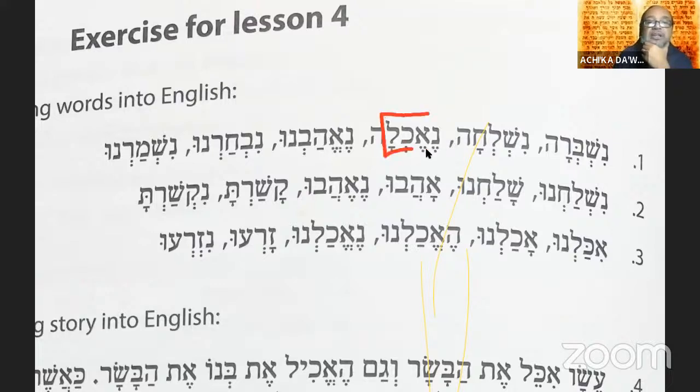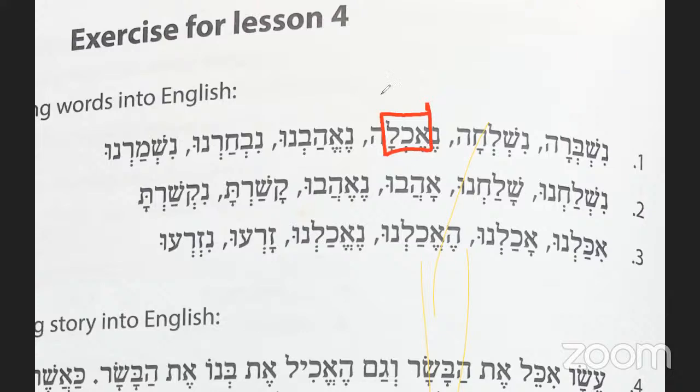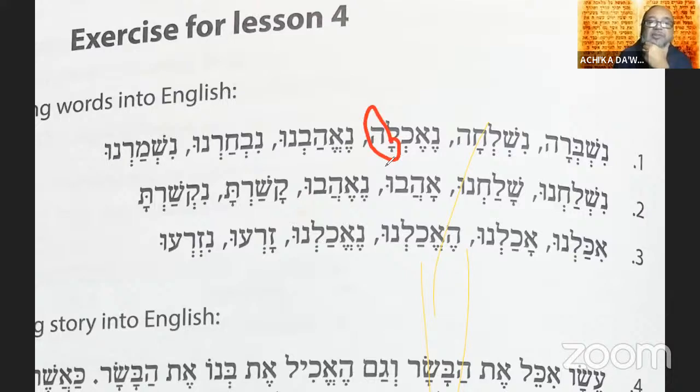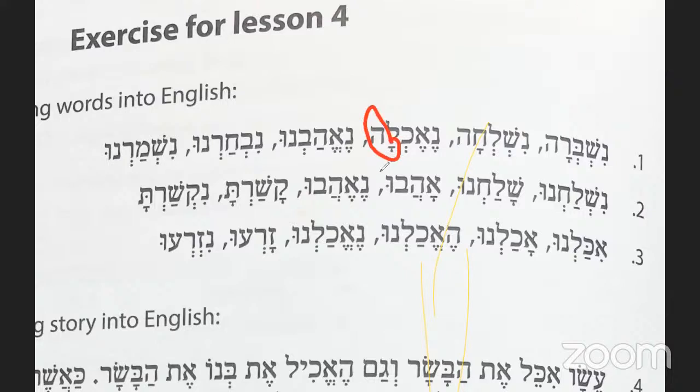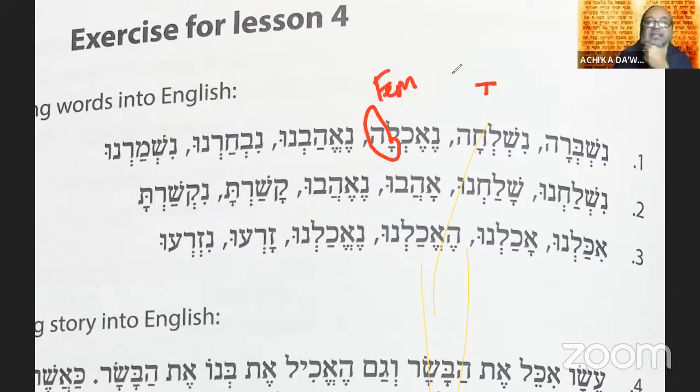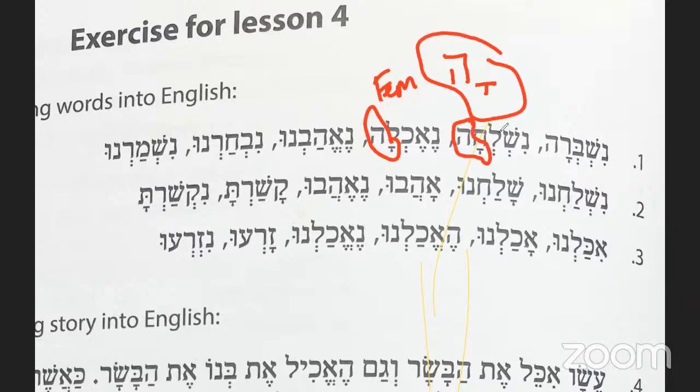What does akal mean? To eat. Okay. I got the ah on it. So what does it tell you? Is it masculine or feminine? Feminine. It's feminine, because of the femininity hay. That's the piece. See that piece right here? That's the same thing. It lets you know that's feminine.